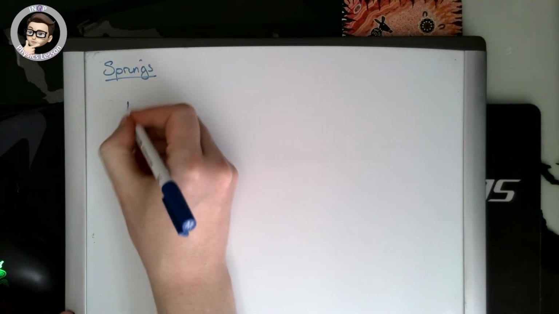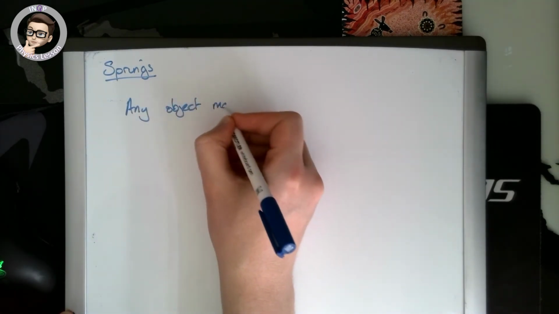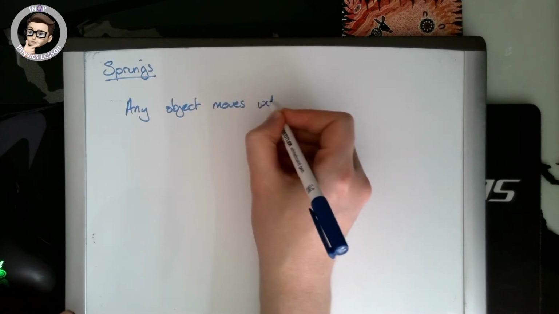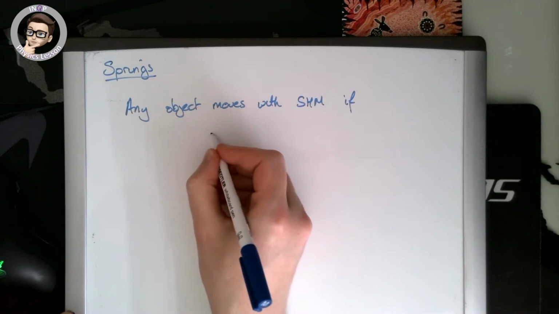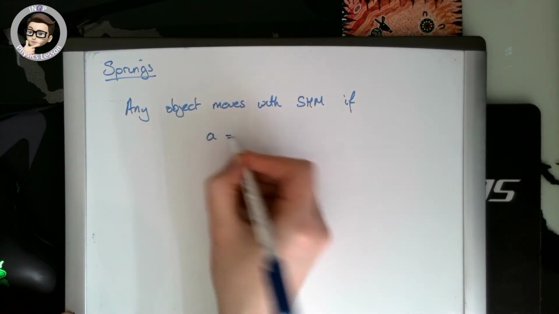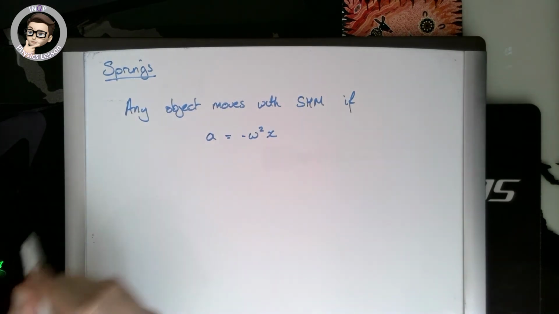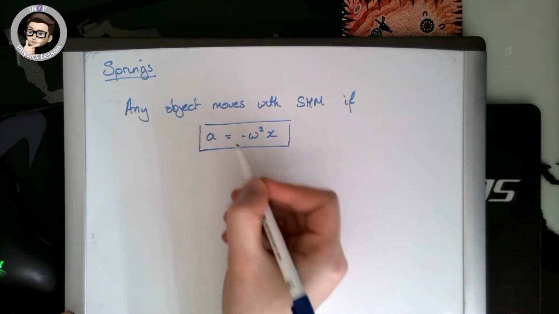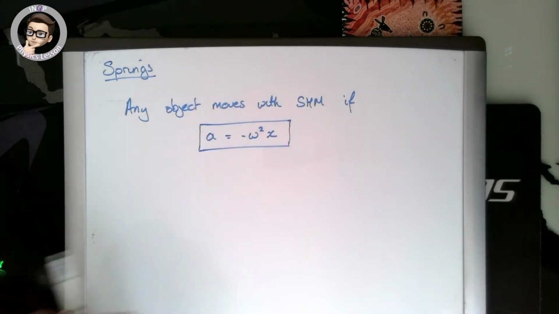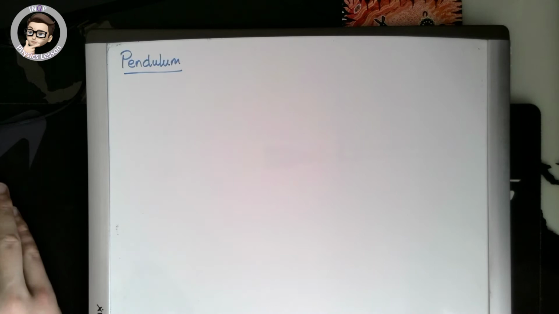So any object moves with simple harmonic motion if acceleration is equal to minus omega squared x. Important equation, important proof of how to bring together this idea of springs and simple harmonic motion.